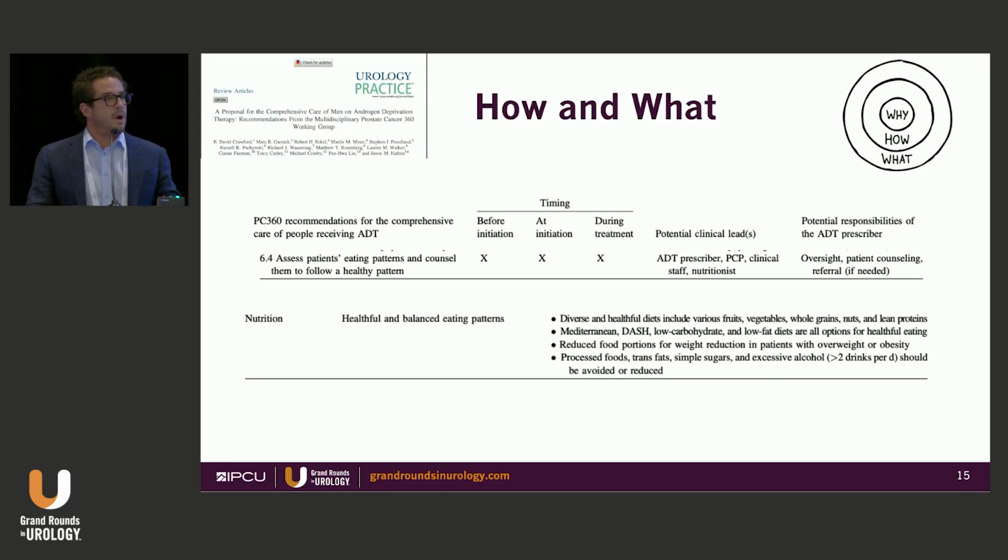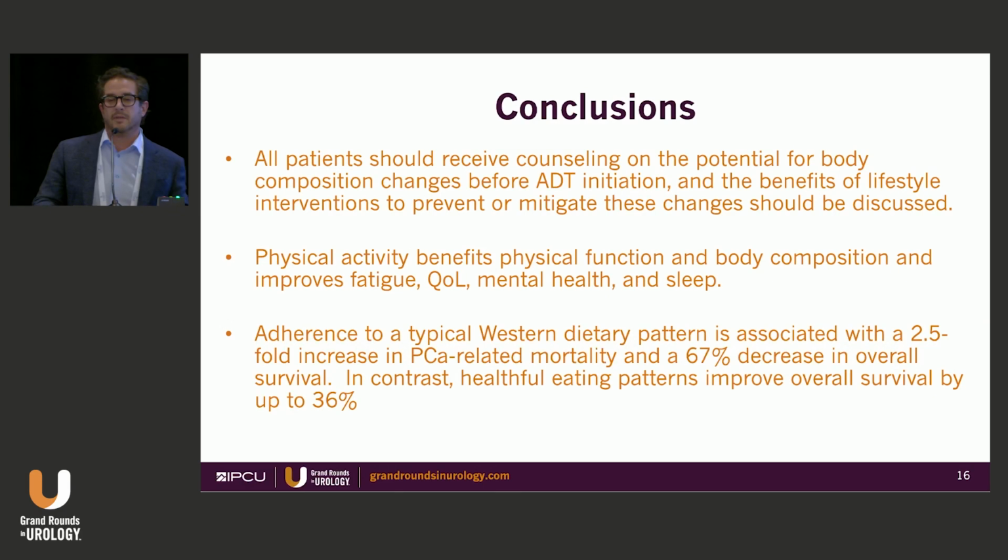So in conclusion, all patients should receive counseling on the potential for body composition changes before ADT is started, and the benefits of lifestyle intervention to prevent or mitigate these changes should be discussed at that first visit. Physical activity benefits physical function and body composition, but also improves fatigue, quality of life, mental health, and sleep. Adherence to a typical Western diet pattern is associated with a 2.5 times increase in prostate cancer mortality and a 67% decrease in overall survival. In contrast, healthful eating patterns improve overall survival by up to 36%.